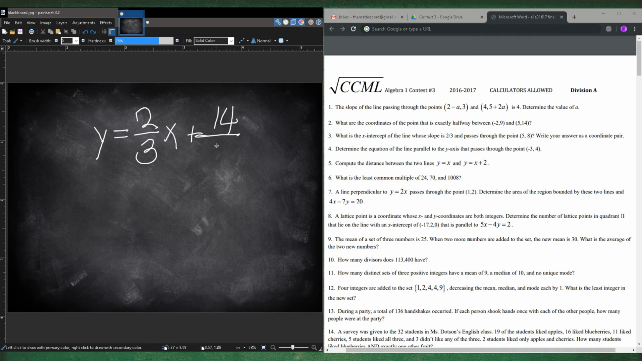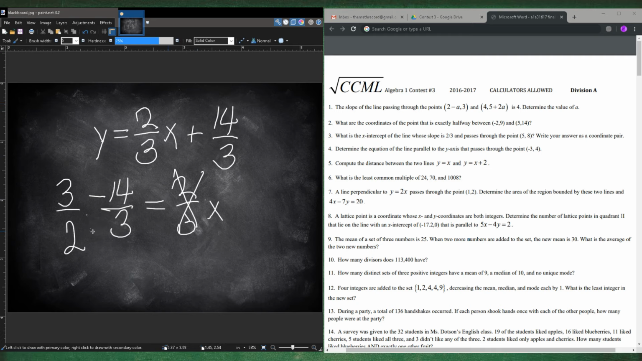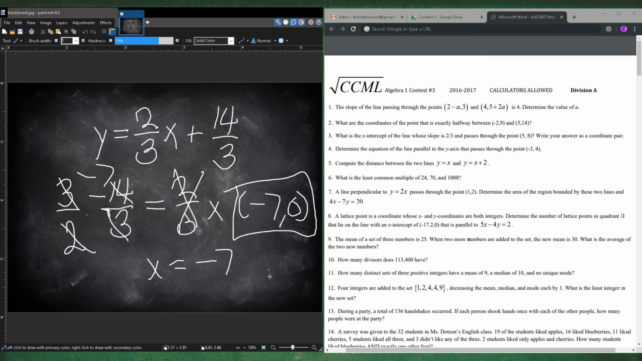Plugging that back in, the x-intercept is when y is equal to 0. So negative 14 over 3 is equal to 2/3 x. Multiply by 3 over 2 on the other side. That cancels this out, and this makes negative 7. So x is equal to negative 7. So it will be (negative 7, 0) as the coordinate pair. So this would be your answer.